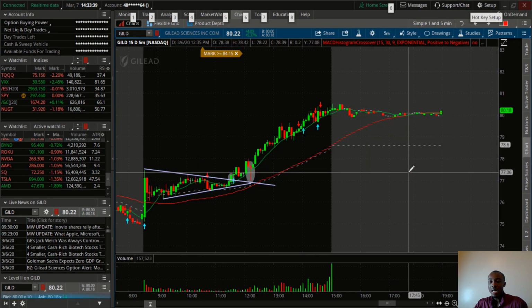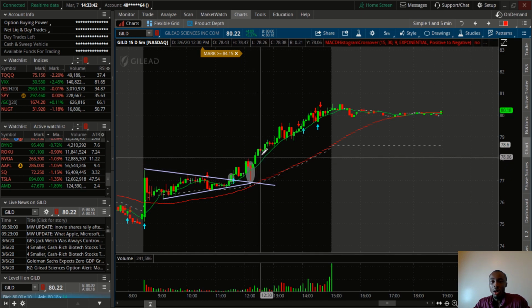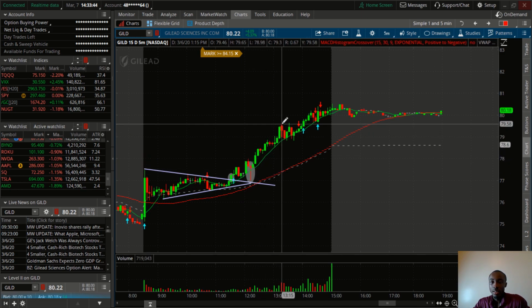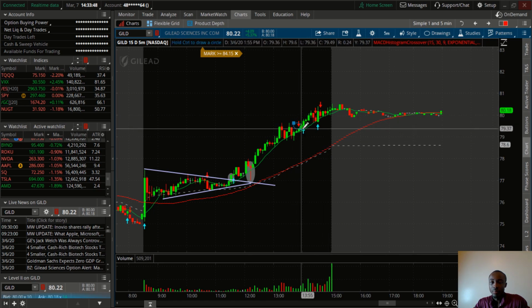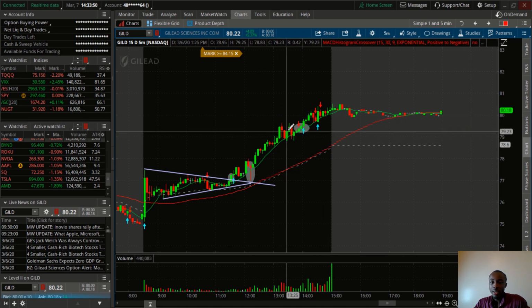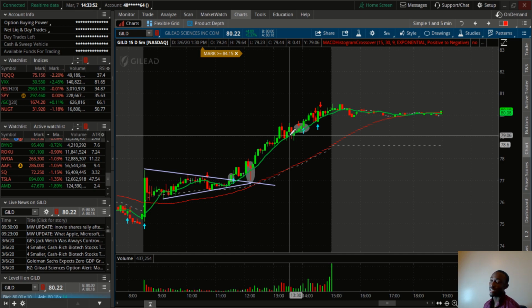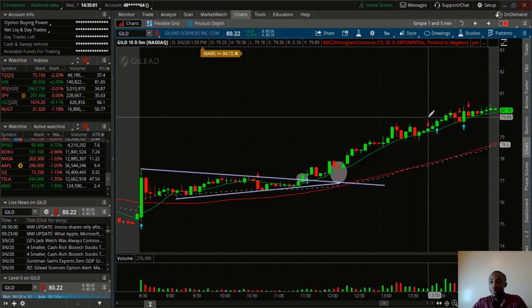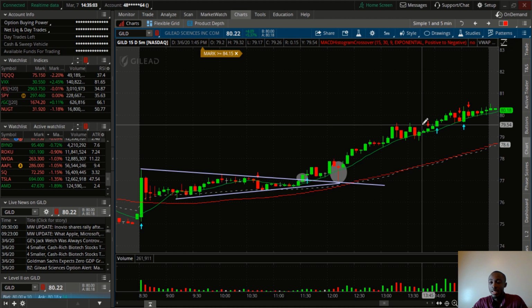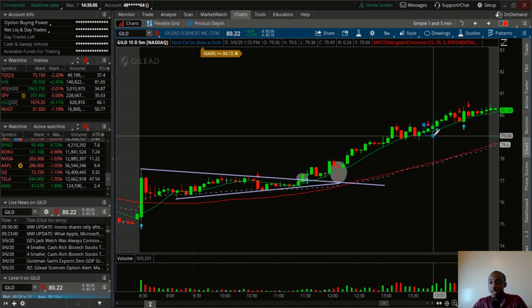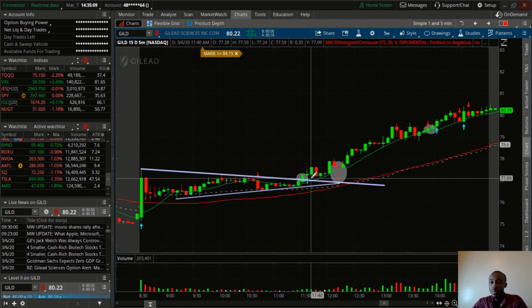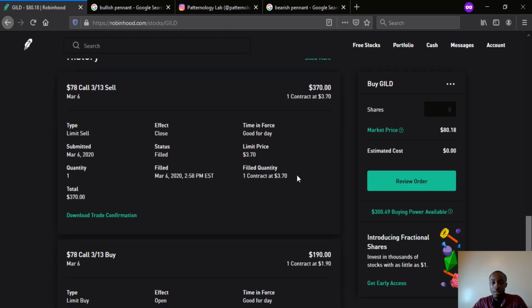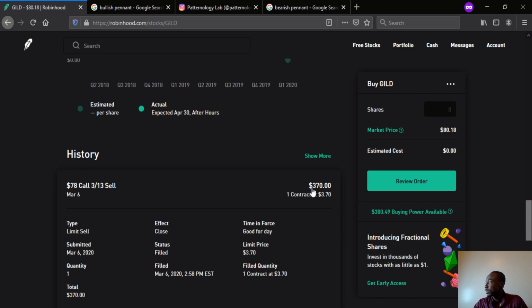And then I held those options all the way until right here. I sold on this candle right here at my price target of $79.50. That exit happened right after my indicator showed up. This one right here is where I got out. And this move was exactly a $100 profit. So I pretty much doubled my money within 2 hours.